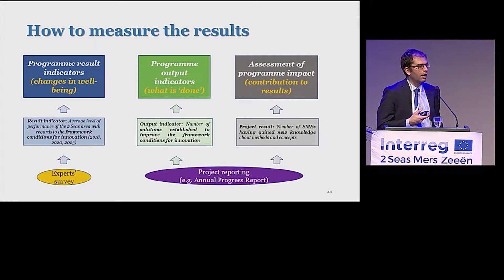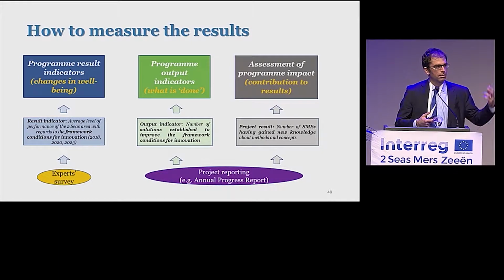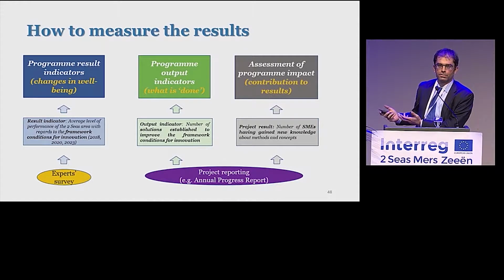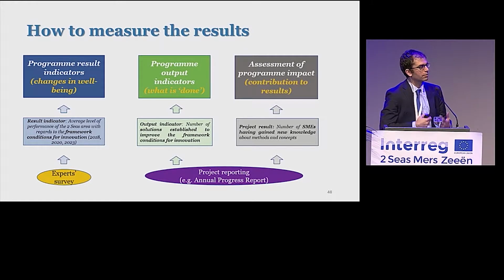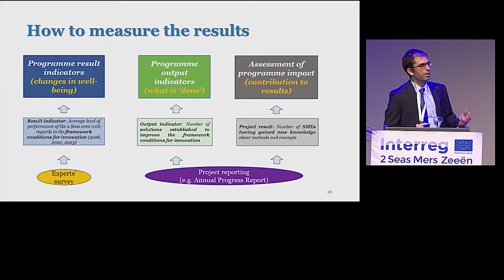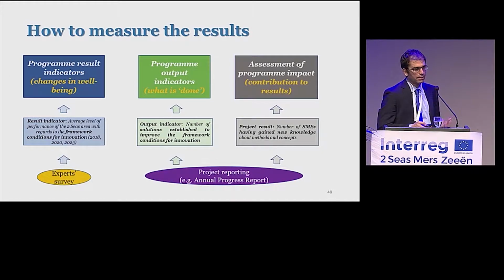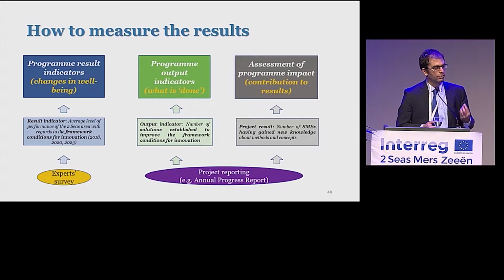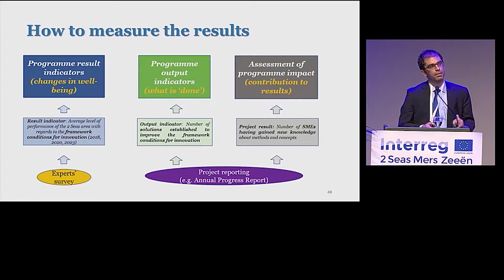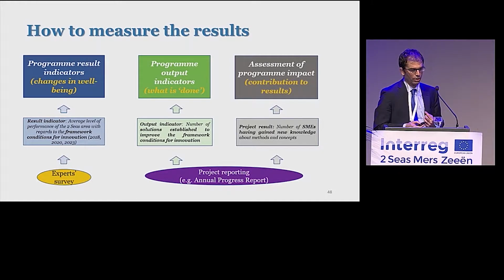The first two are based on indicators: result indicators, output indicators. The third one is not based on indicators. It's just based on a strategy of assessment, because there are no impact indicators in the framework we have. So it's necessary to build a strategy, to set up a strategy to assess the impact. So to assess the capacity of the program to contribute to the change.